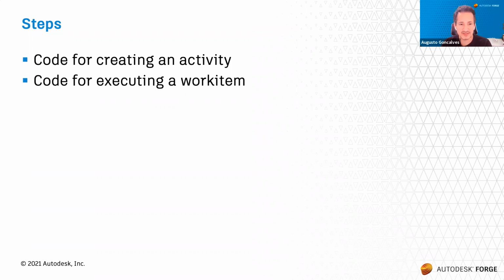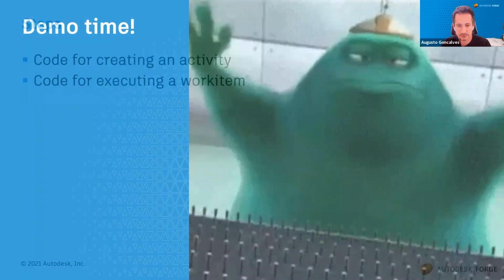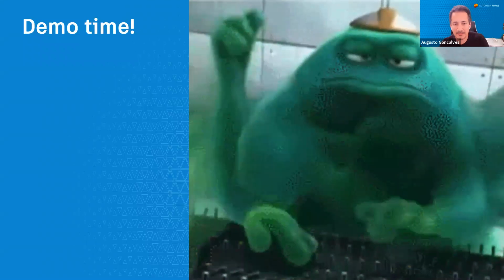Usually we define the activity in the app bundle once or just a few times, and then execute the work item several times. So the work item is the execution of our code. That's where we actually provide the file for the system to execute and get the output after that. Let's see that code in action.